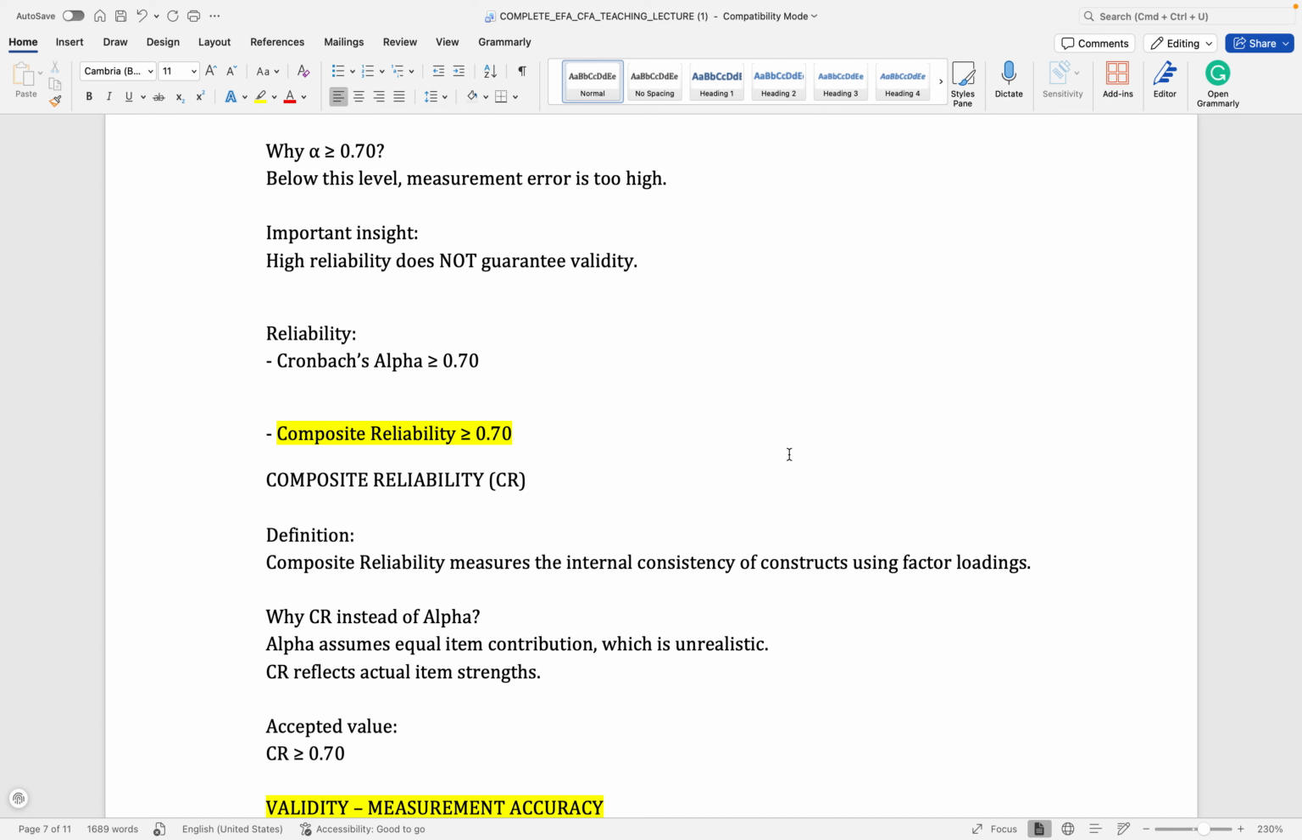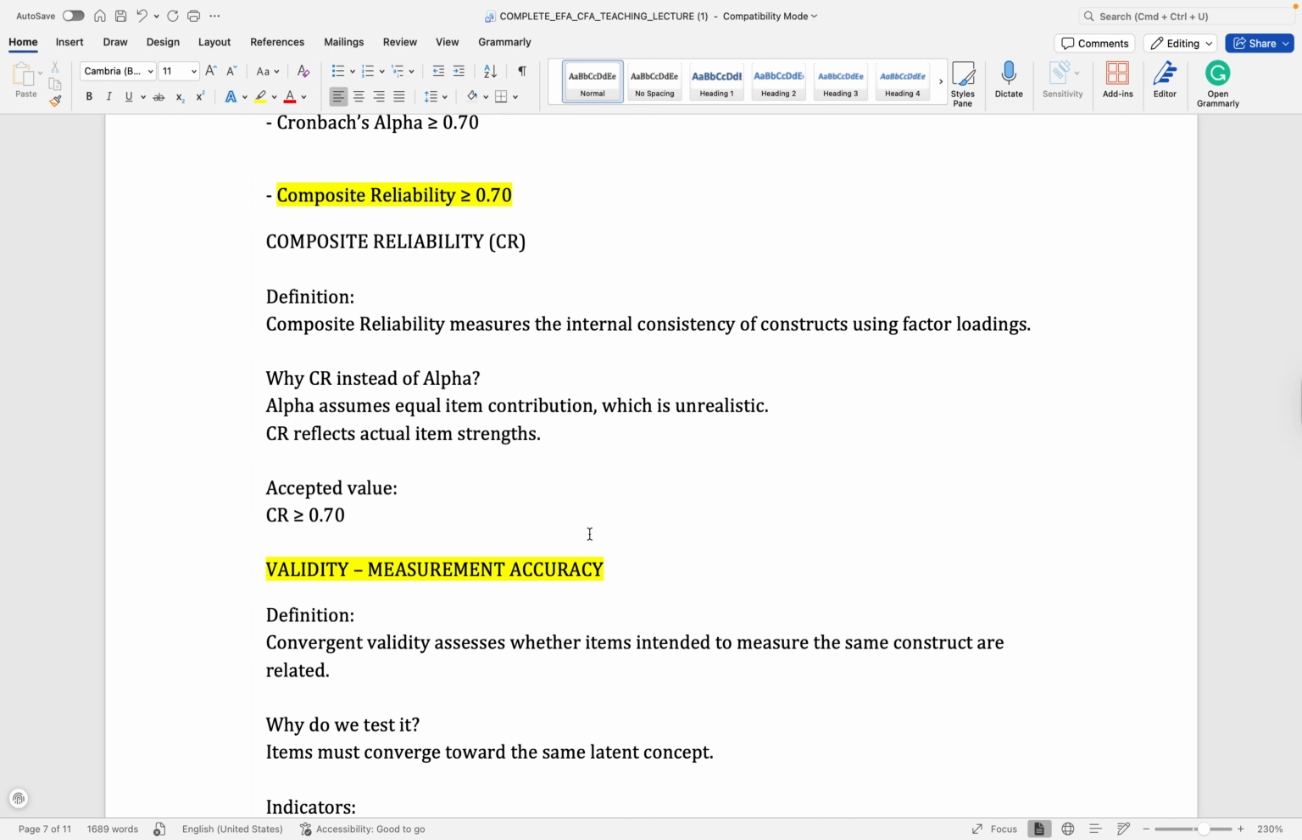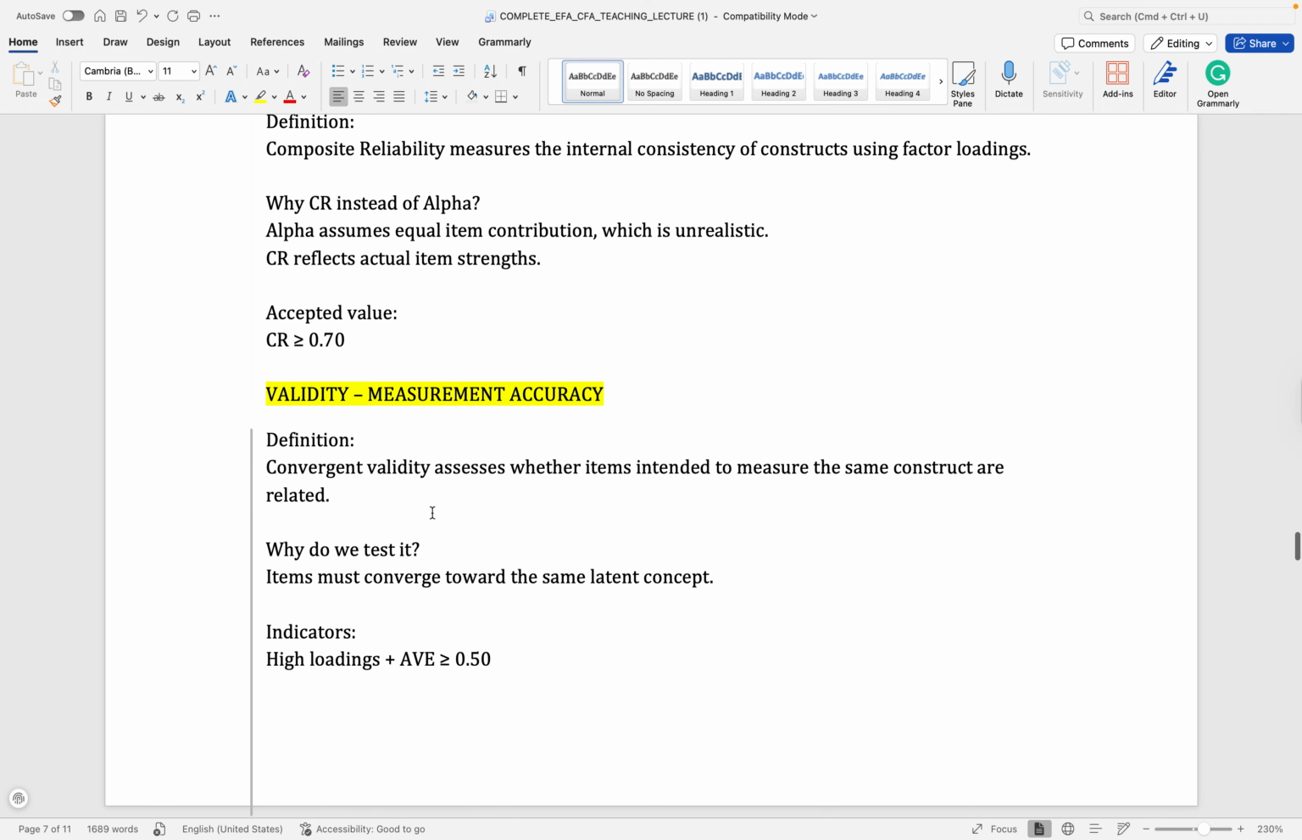Reliability: Cronbach's alpha 0.70, composite reliability 0.70. Composite reliability, CR, and what is that? This is the measure of the internal consistency of the construct using the factor loadings. Why CR instead of alpha? Alpha assumes equal item contribution, which is unrealistic. CR reflects actual item strength. Accepted value is 0.70.